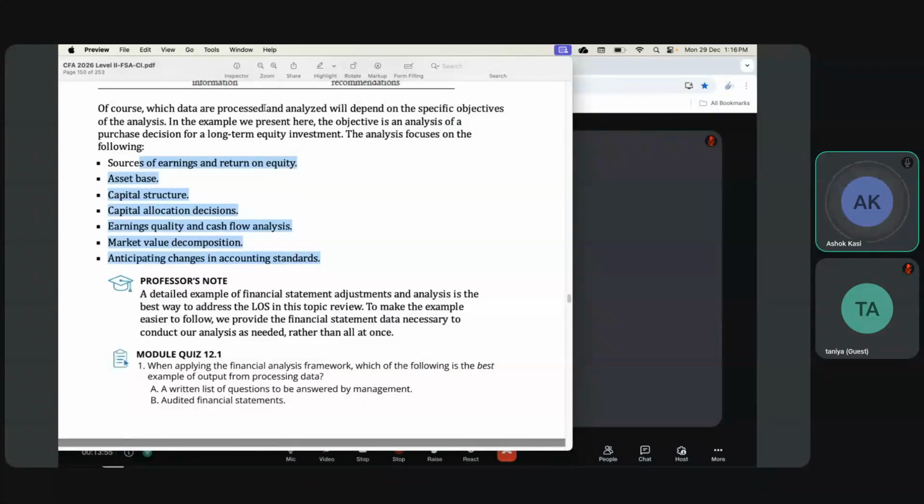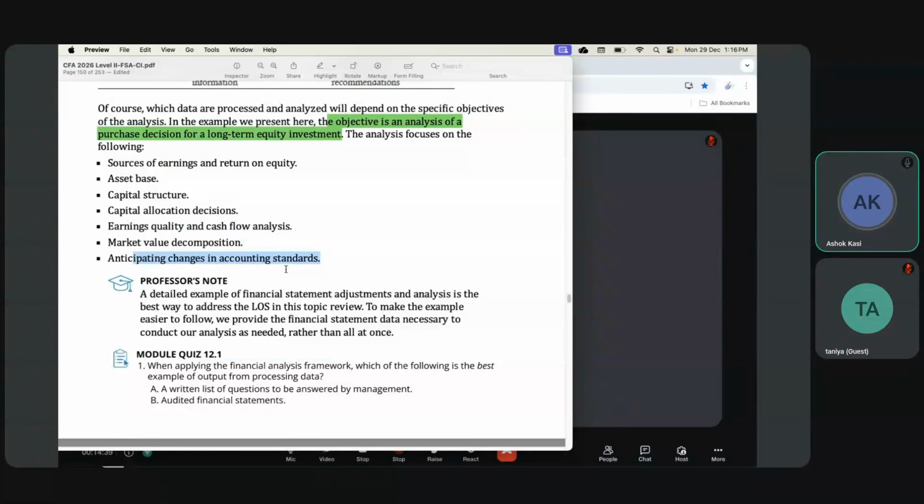Of course, which data are processed and analyzed will depend on the specific objectives of the analysis. In the example we present here, the objective is an analysis of purchase decisions for a long-term equity investment. The analysis focuses on the following: source of earnings and return on equities, asset base, capital expenditure, capital allocation decisions, earnings quality and cash flow analysis, market value decomposition.